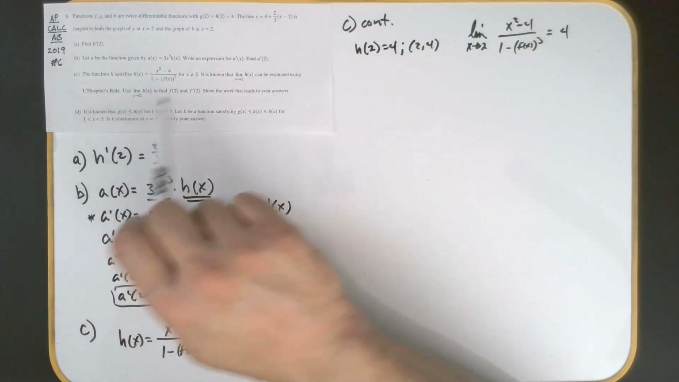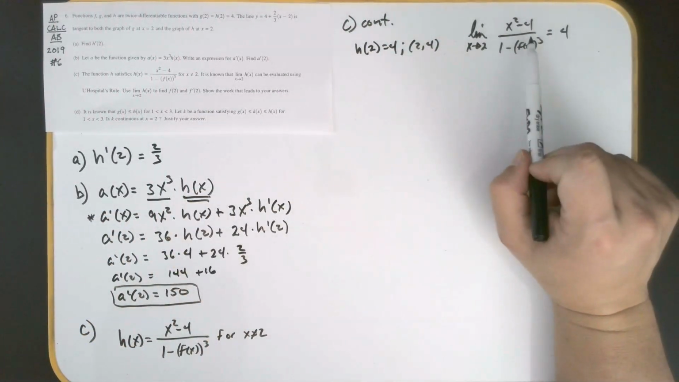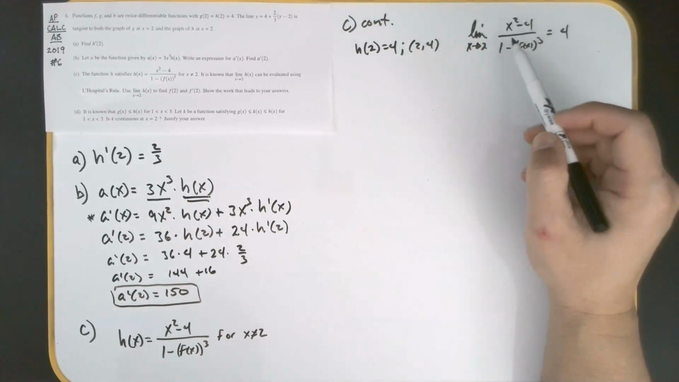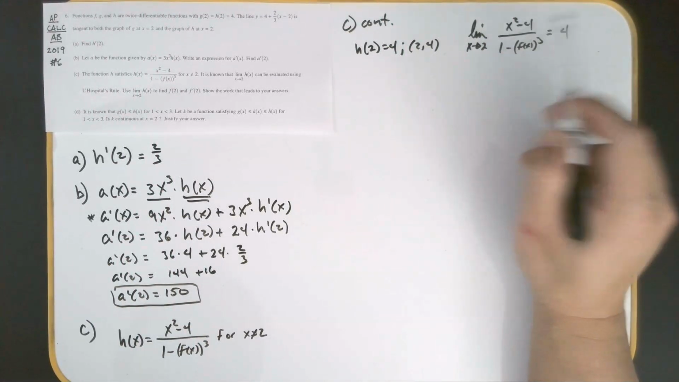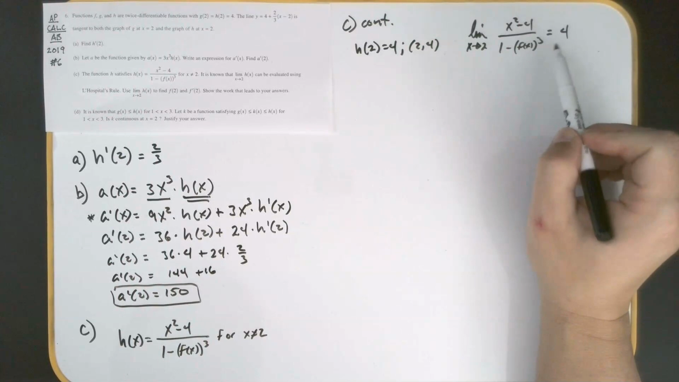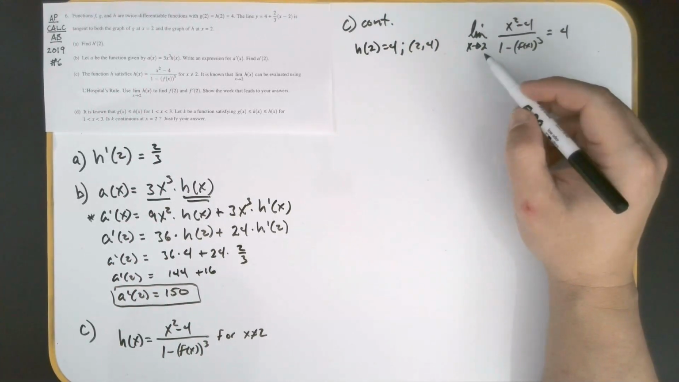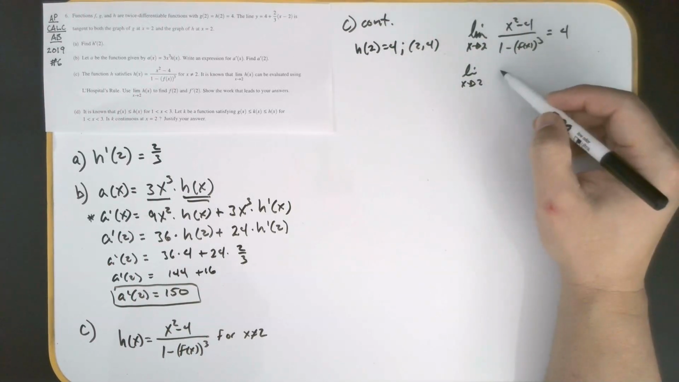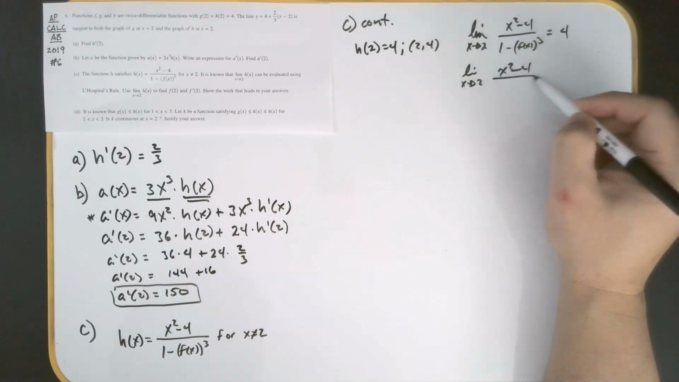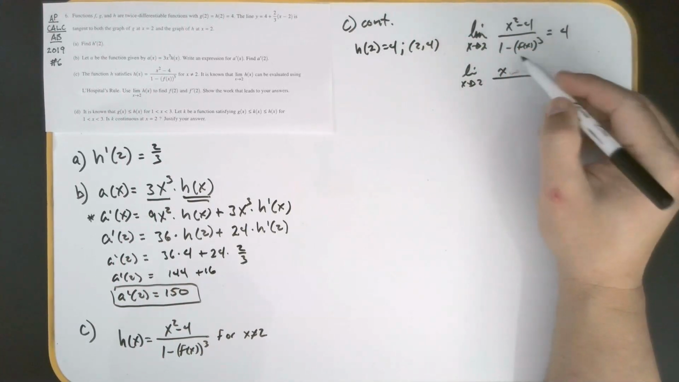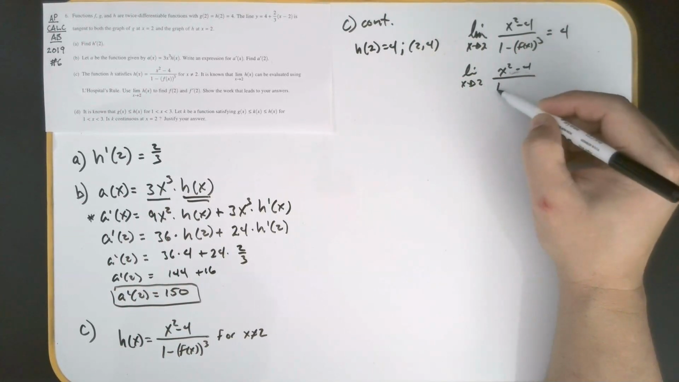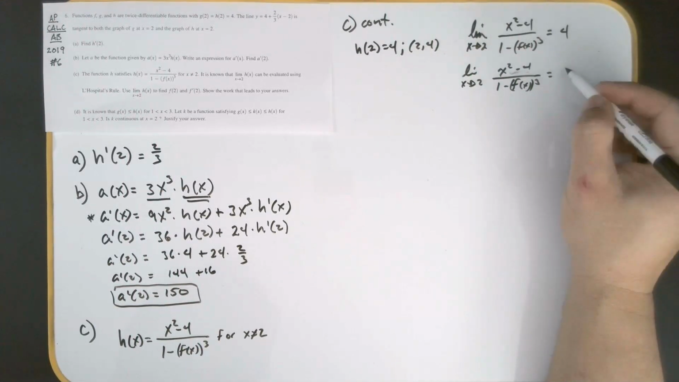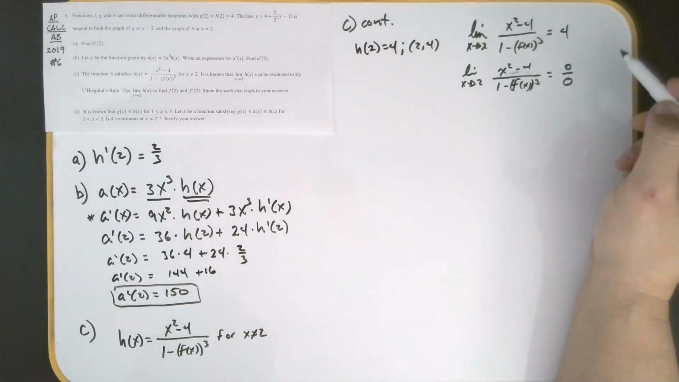It says it is known that the limit as x approaches 2 of h of x can be evaluated using L'Hopital's rule. Well, that's really helpful, because that means that if we go ahead and try to do this, it's going to be indeterminate. So we know that it equals 4, and because of the hint they gave us, we also know that the limit as x approaches 2 of x squared minus 4 over 1 minus f of x cubed would equal 0 over 0 if we tried to do the limit directly.